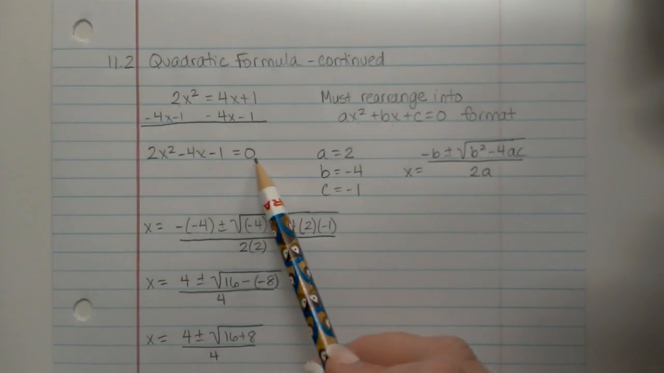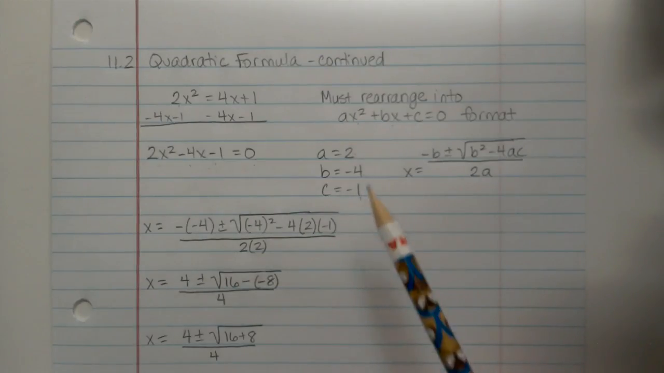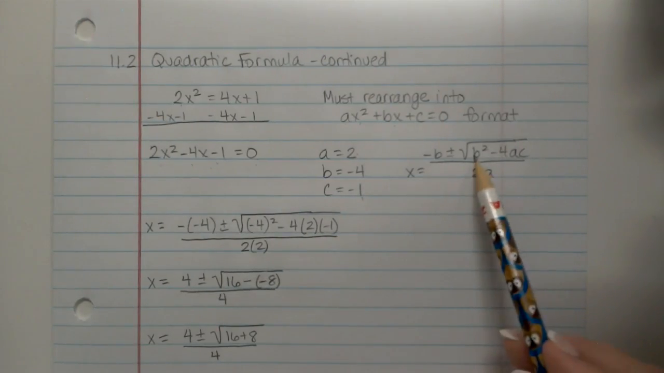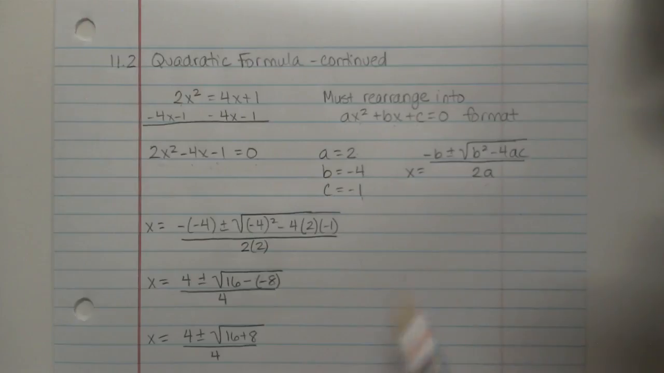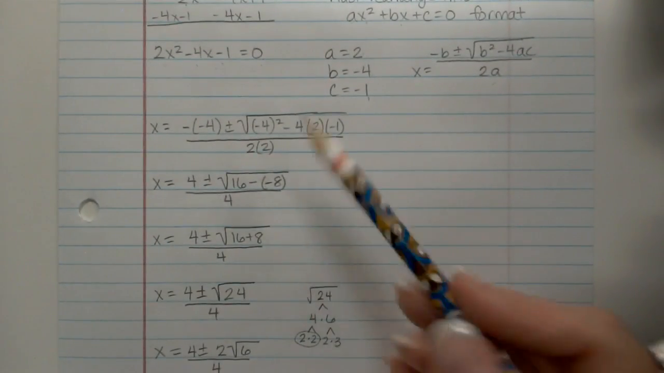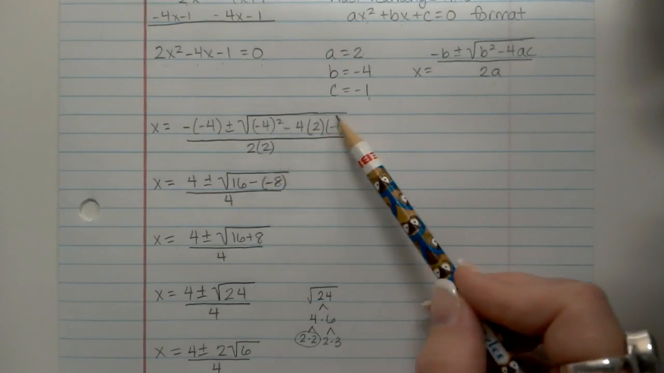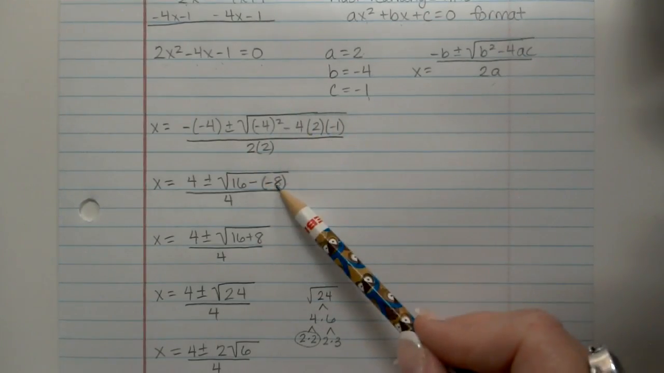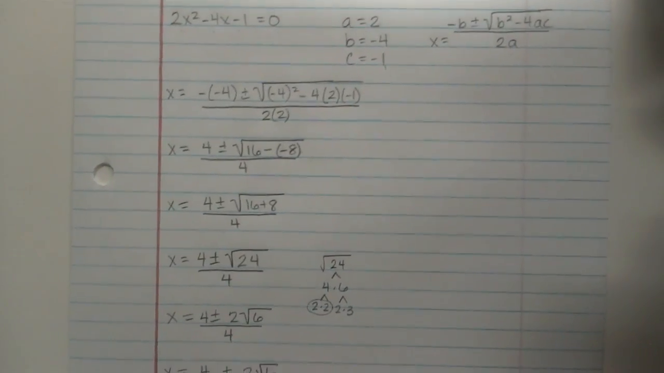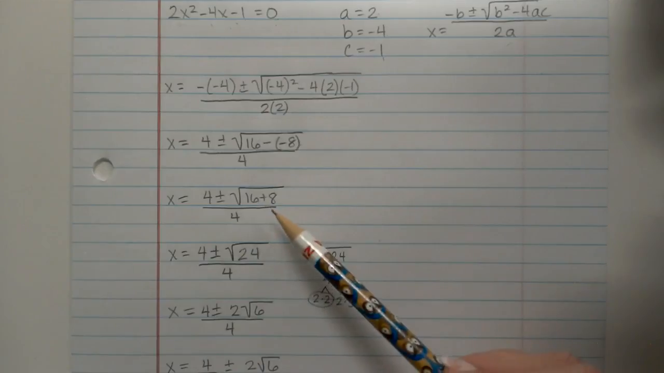Once you get into this format, a is 2, b is -4, c is -1, boom. All you got to do is plug the a's and the b's and the c's in the right spots. As you go through, remember you're going to simplify each part. I always keep the minus and then evaluate all this stuff, and then I can worry about if I have minuses or negatives, minus positives, whatever.